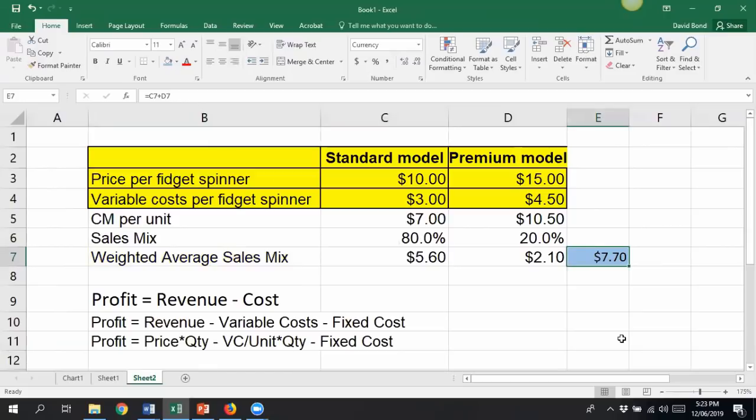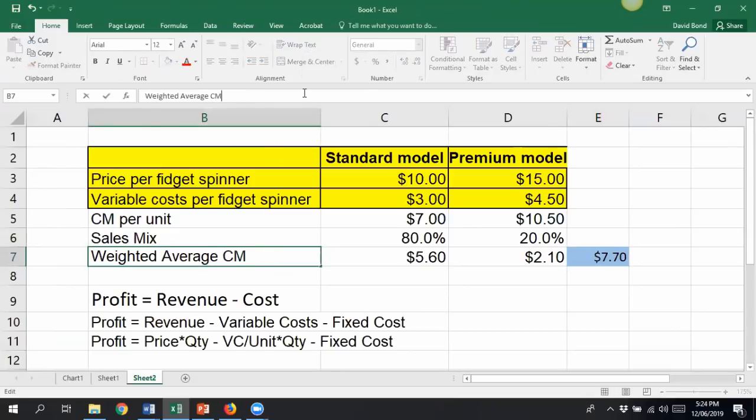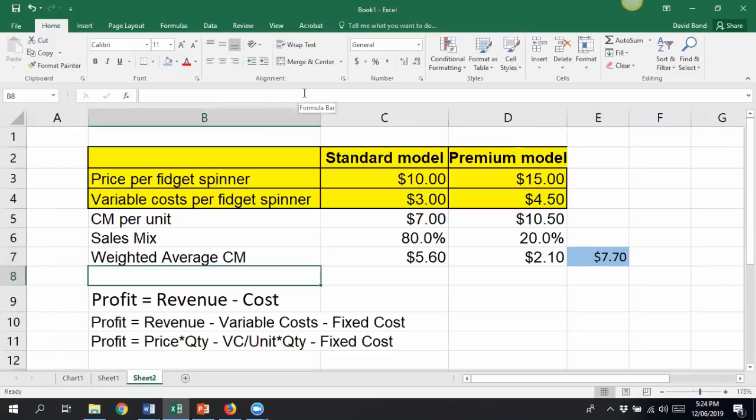So what that means is, irrespective of exactly which unit you've sold, when you sell something based on an 80-20 sales mix, you're going to make a weighted average contribution margin of $7.70. So $7.70 of a random unit that you sell, assuming that sales mix, is what you make to pay off your fixed costs, and then from there, it will become profit.